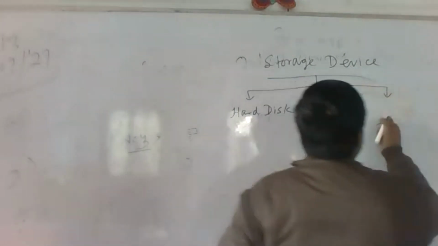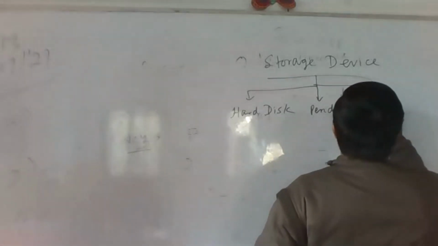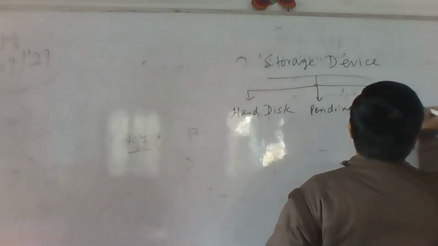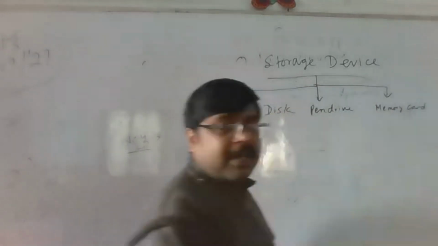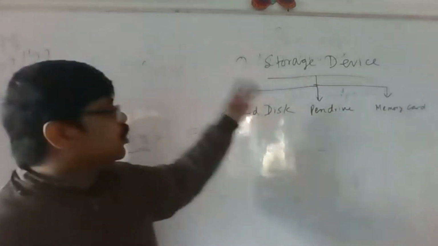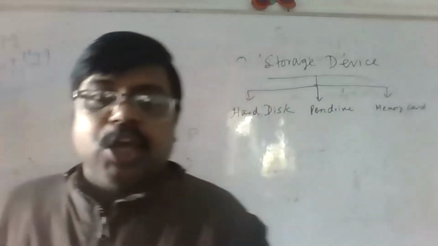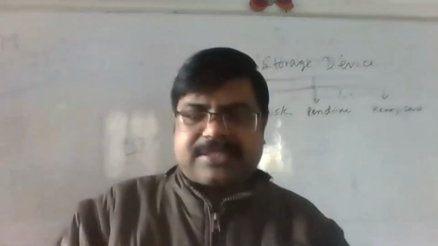You have memory card. There are other types of storage device, but generally we use these three types of storage devices. Okay, first one is the hard disk.